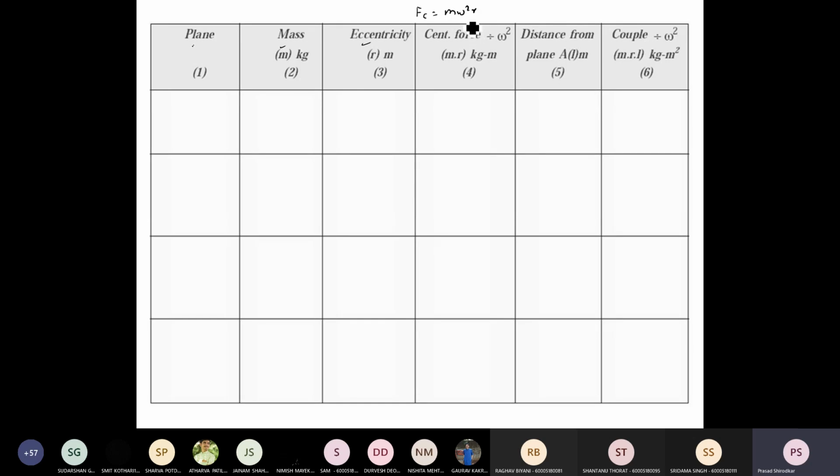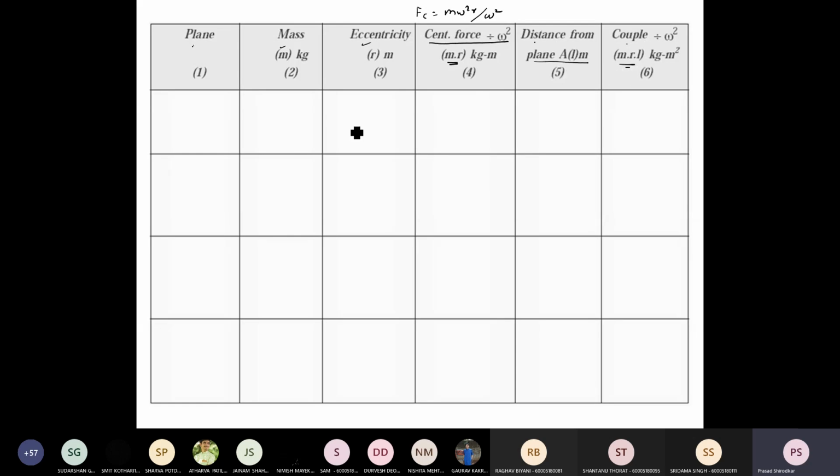Alright. But omega is common, right? Omega is constant because all the masses are mounted on the same shaft and they are rigidly fixed. So instead of writing m omega square r, we divide this term by omega square. So it is centrifugal force divided by omega square. So we just write the value m into r. Okay. Then distance from plane A and centrifugal couple, that is m into r into L.